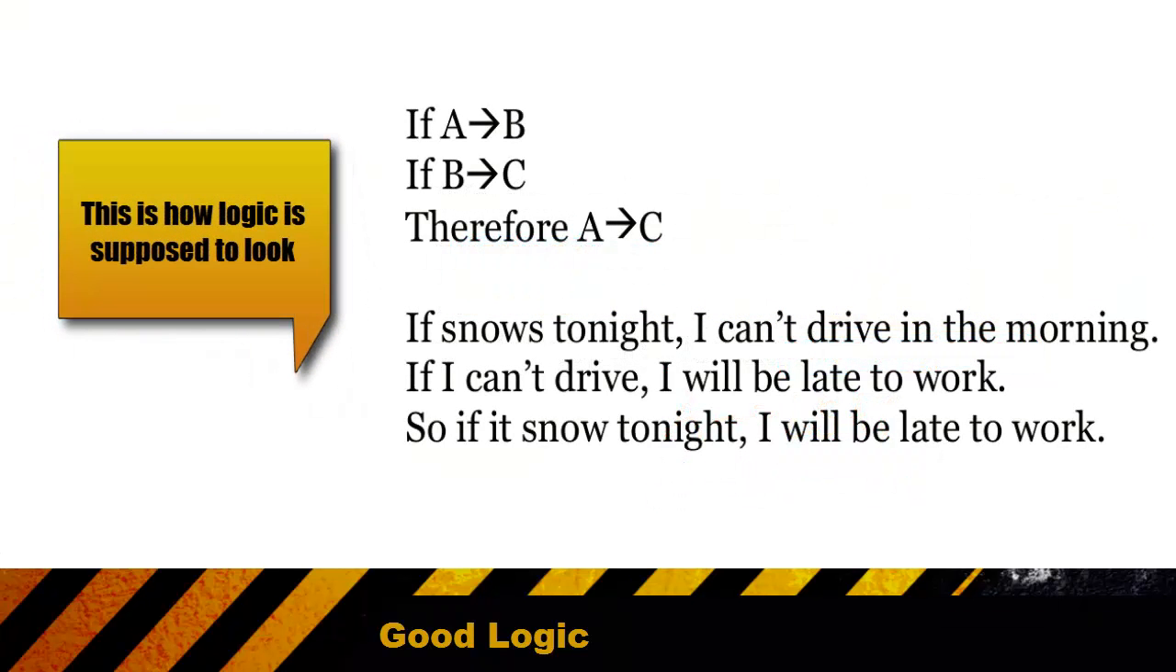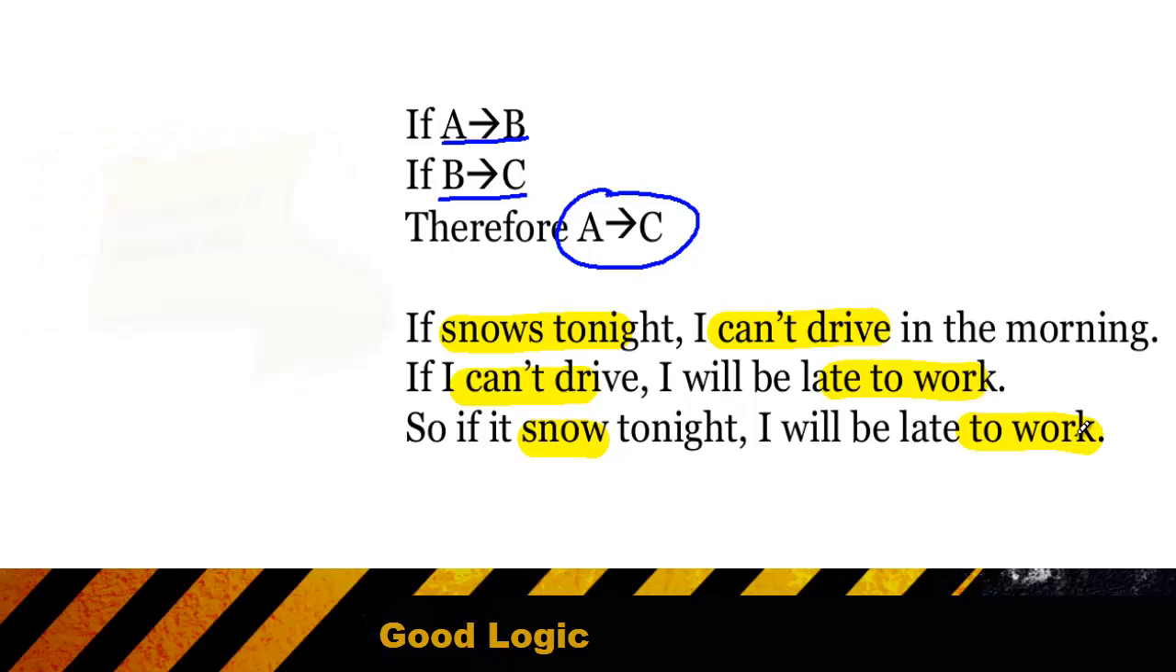Another form of good logic is known as the transitive property, and that's the pattern where I say, if A, then B, and if B, then C, therefore I can conclude if A, then C. This is the way that good logic is supposed to work. And you can see it in a simple argument. If it snows tonight, I can't drive. If I can't drive, then I'm going to be late to work. Therefore, if it snows, I'm going to be late to work. Ideally, most logical reasoning should follow this pattern.